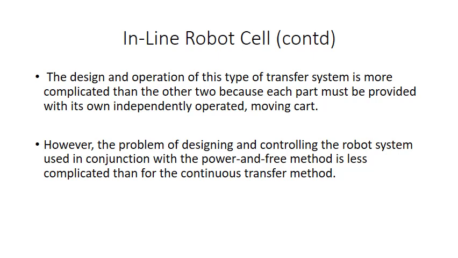The design and operation of this type of transfer system is more complicated than the other two because each part must be provided with its own independently operated moving cart. However, the problem of designing and controlling the robo system used in conjunction with the power and free method is less complicated than for the continuous transfer method.